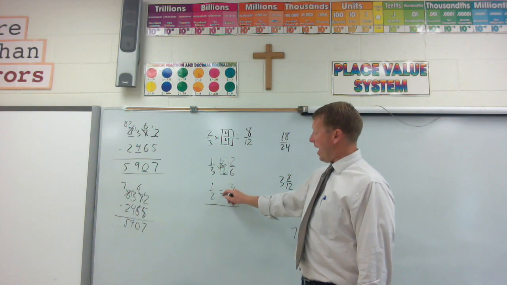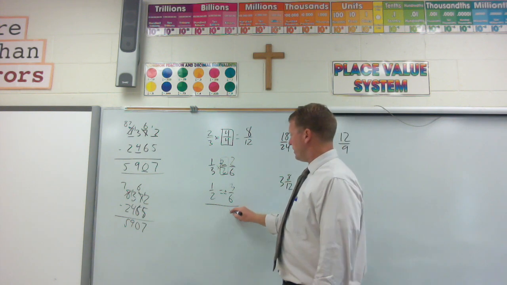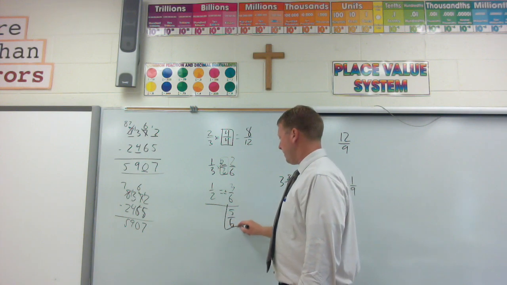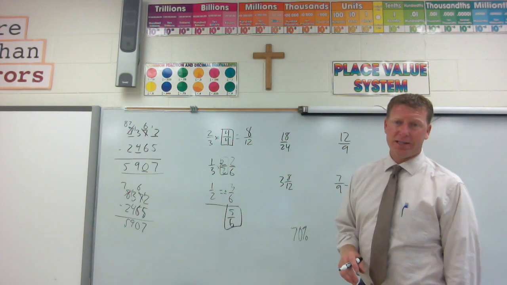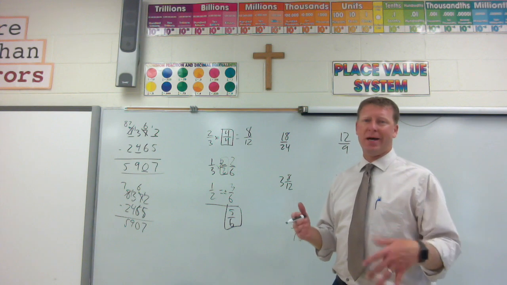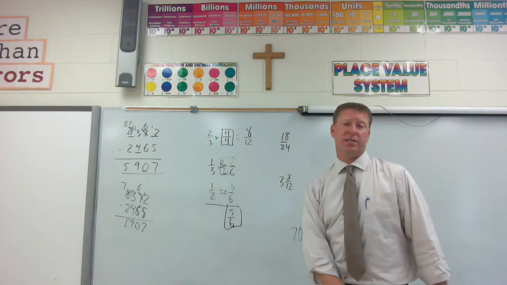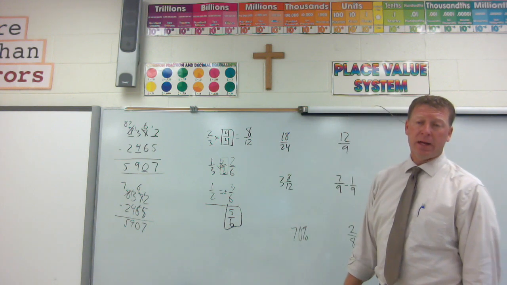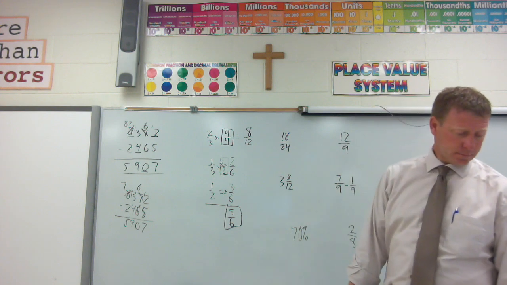Then they asked me to add those together. 2 plus 3 is 5. 6 stays the same. And they just gave you a lesson on adding fractions with unlike denominators without telling you that. They're showing you the steps. We're eventually going to get to that pretty shortly in a lesson coming up.